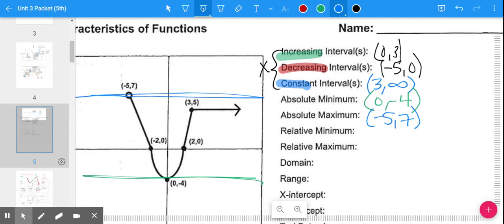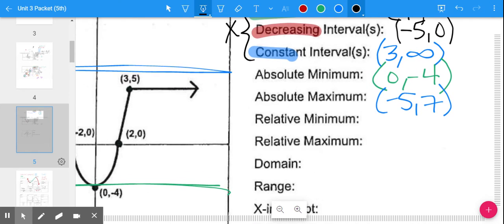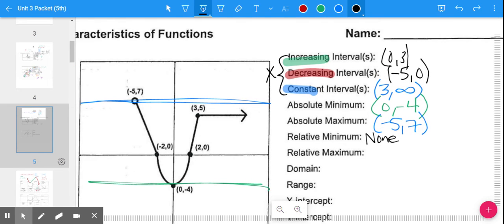So a relative minimum, there's no other dips, no other valleys in this entire thing, so this one is none. The relative maximum. So we do have another changing point that is like the tip of a plateau. So that is your relative maximum, is 3, 5. So it's like you climbed the mountain and you ended up at a mountain with a flat top.